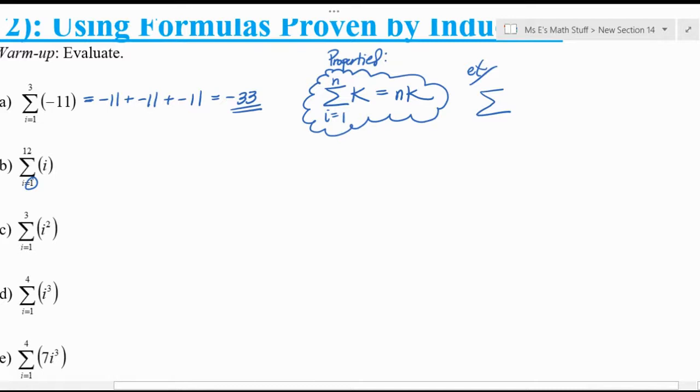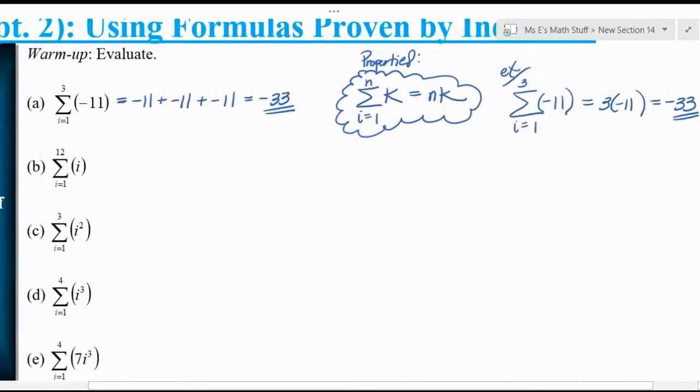So anyway, a quick illustration as to how this property could be used would be the example that you had for part A over there. The sum as i goes from 1 to 3 of negative 11. You would just take the upper bound and multiply it by the constant, and you'd get that negative 33 that we got with "if in doubt, expand it out." There you go. With a small upper bound like 3, it's kind of silly to need a formula for it, but we're going to be doing problems pretty soon where you have really high upper bounds, like 3,000 or infinity, you know, big upper bounds.